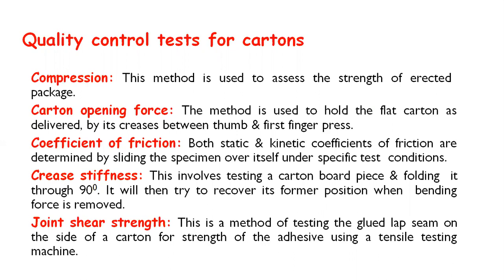Crease stiffness: this involves testing a carton board piece and folding it through 90 degrees. It will then try to recover its former position when bending force is removed. Joint shear strength: this is a method of testing the glued lip lapping on the side of a carton for strength of the adhesive using a tensile testing machine.